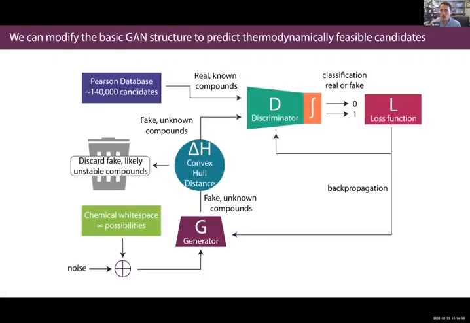So this is our main model approach. We've got chemical white space. We're going to say, look at any sort of combination of elements, try it all. We'll start with random noise in this space, and send it through our generator, and this will produce what I'm going to call fake unknown compounds. We don't know if these are even real or if they're likely or anything. So the very first step that we wanted to do was send that through a convex hull distance calculation.